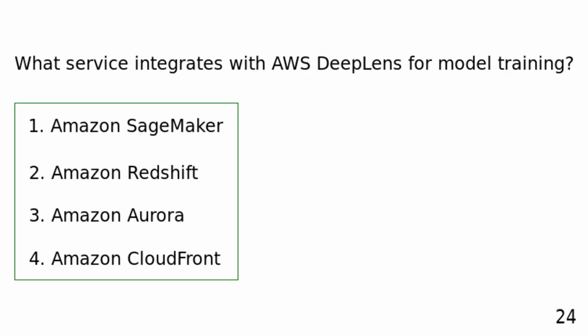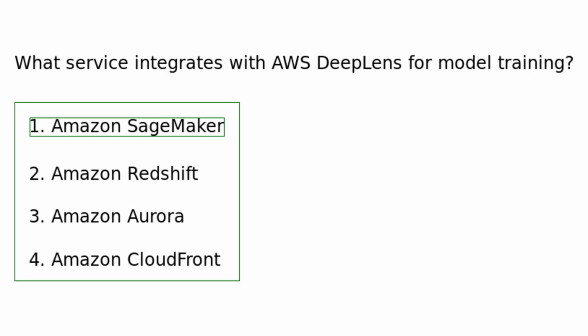What service integrates with AWS DeepLens for model training? Amazon SageMaker. Amazon Redshift. Amazon Aurora. Amazon CloudFront. Amazon SageMaker is used to train and optimize machine learning models which can then be deployed to AWS DeepLens.